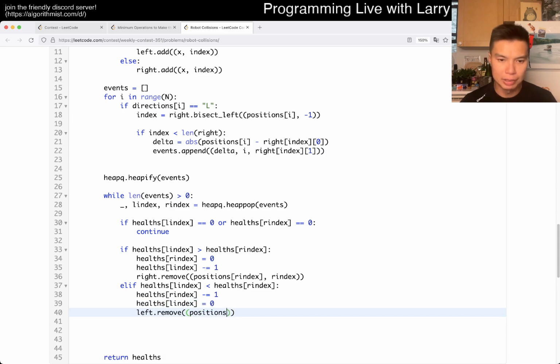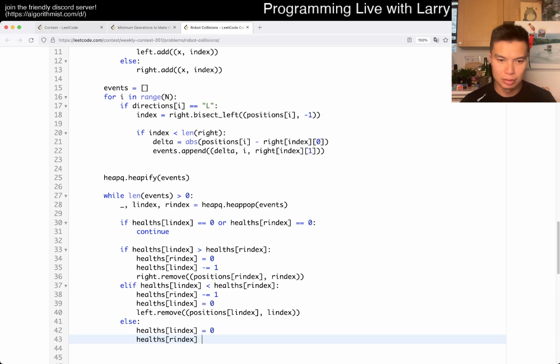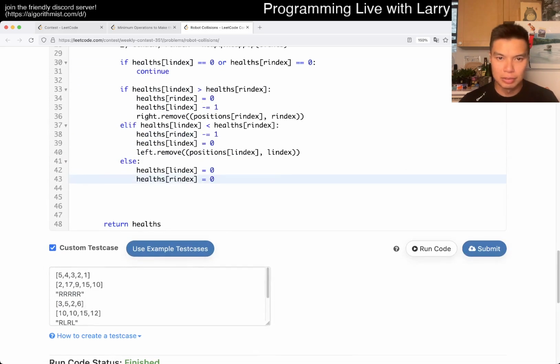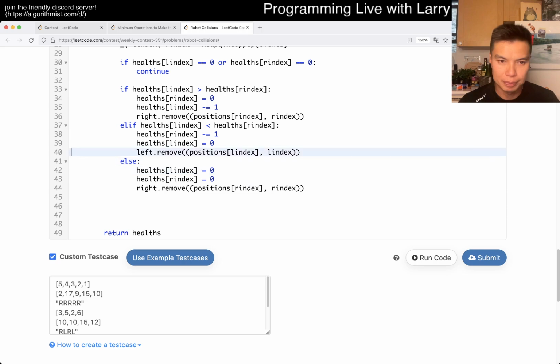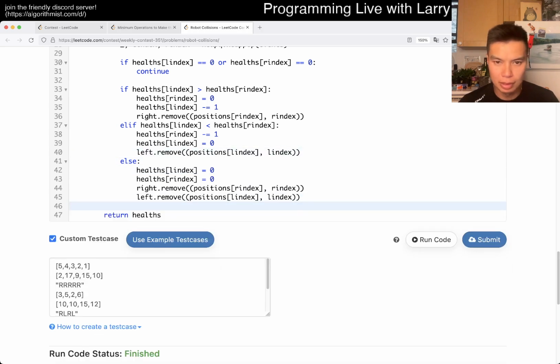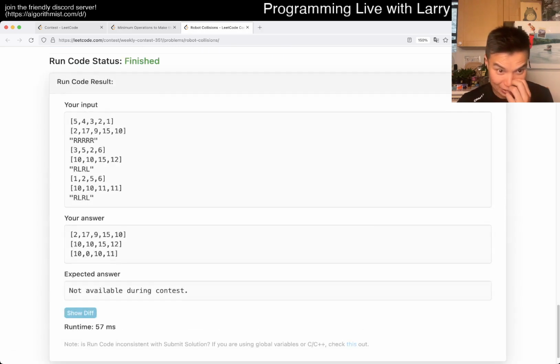Oh, I'm skipping a step. That's why things are kind of confusing. But let me finish doing this thing first. Okay, because after this, we have to add more events. Let's actually see what happens.